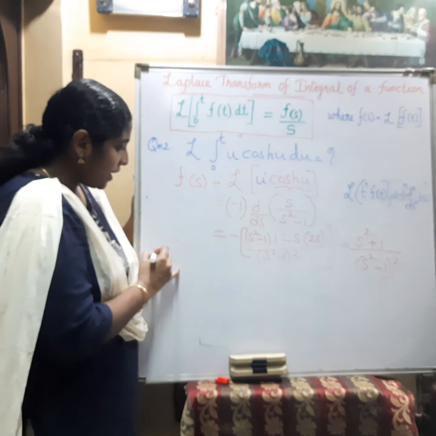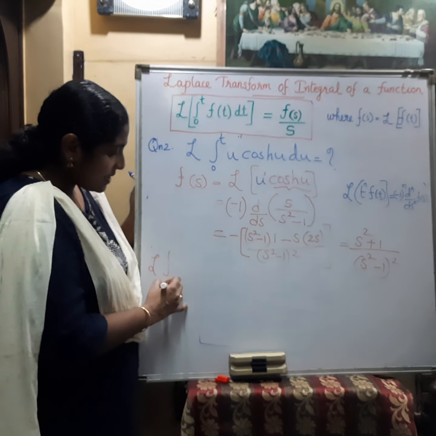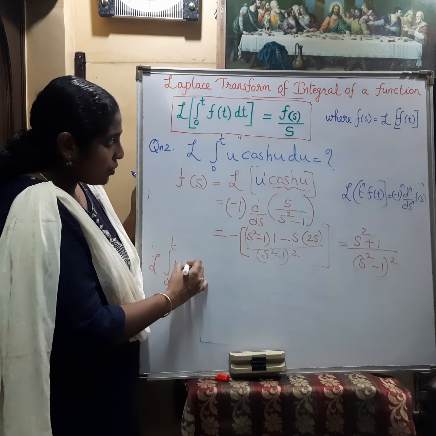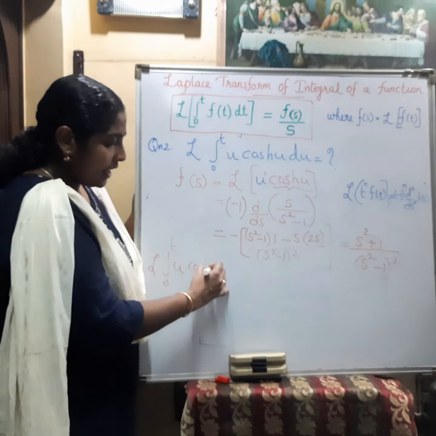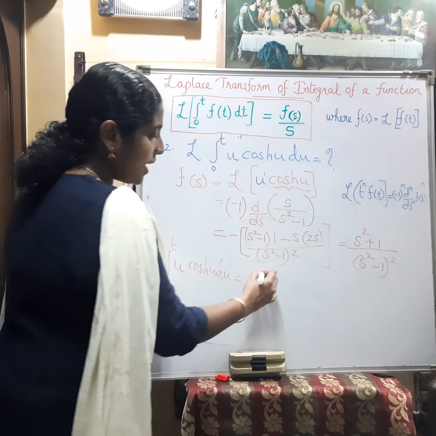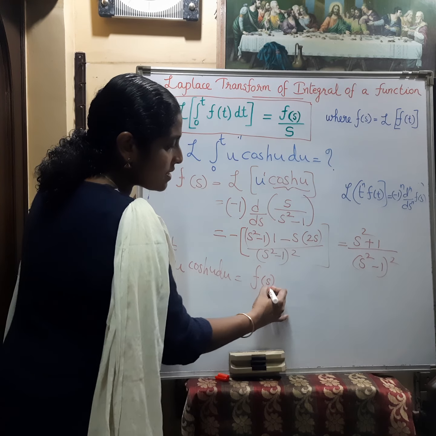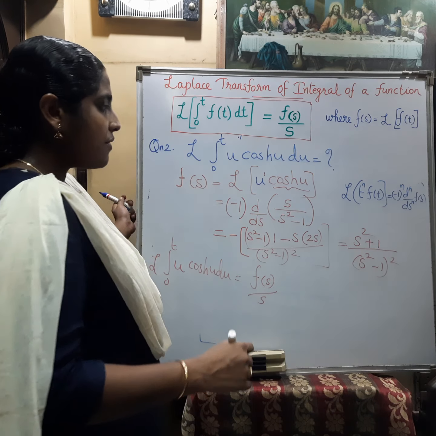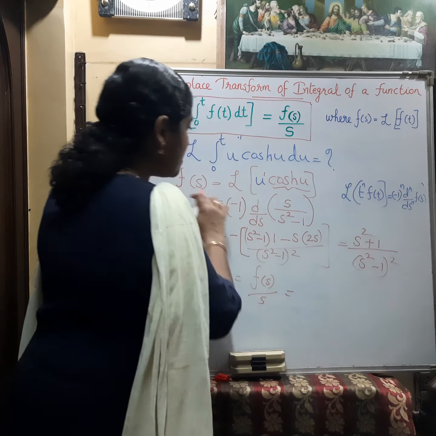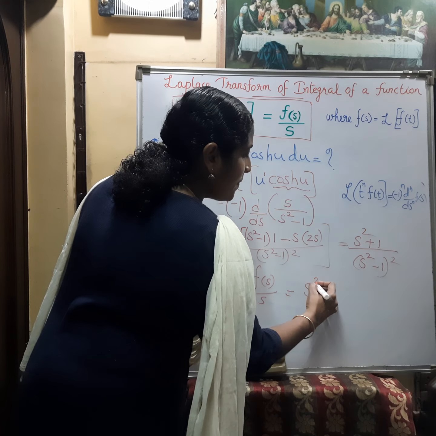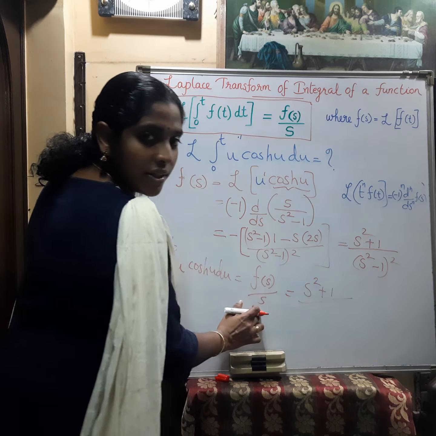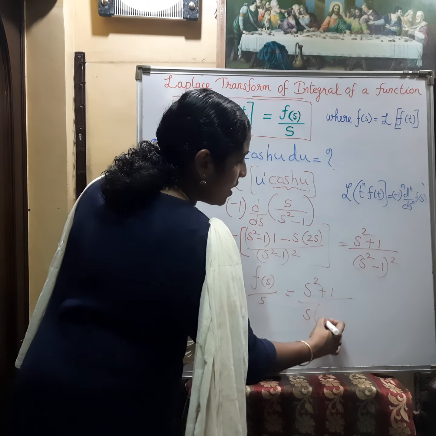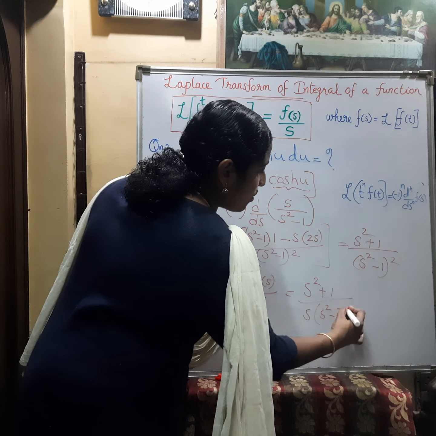Now what we have to find out is the Laplace transform of the integral from 0 to t of u cosh u du. So what is the formula there? That is F(s) divided by s. This is F(s), so the answer will be (s² + 1) divided by s times (s² − 1) whole square.